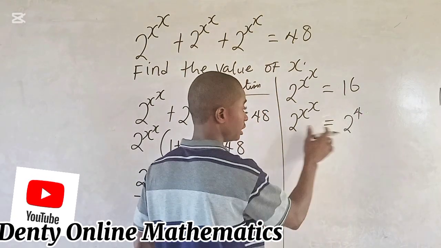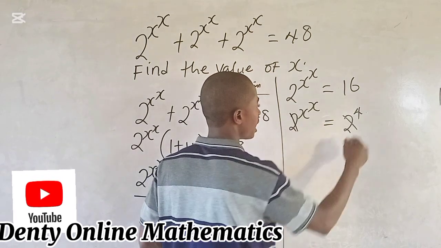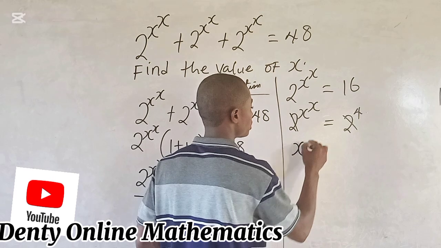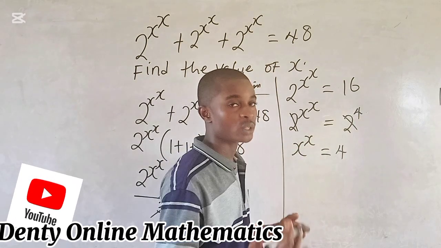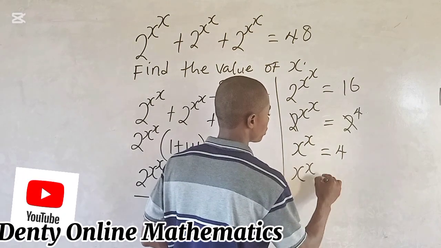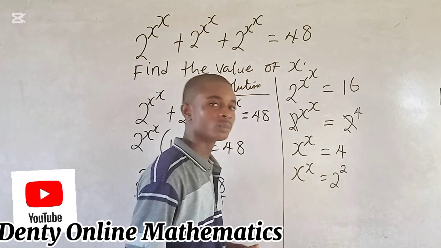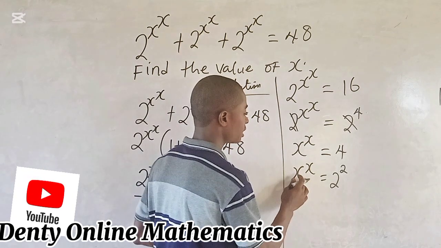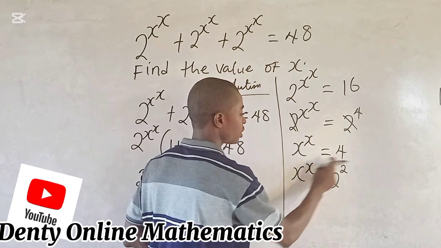You get it? And also in the base of 2. So since the bases are the same, I can do away with the base and work with the exponent. So x raised to the power of x is equal to 4. Let me also express 4 in index form. So x raised to the power of x will be equal to 2 raised to the power of what? 2. What do you observe? The base x is 2. The exponent x is also 2.